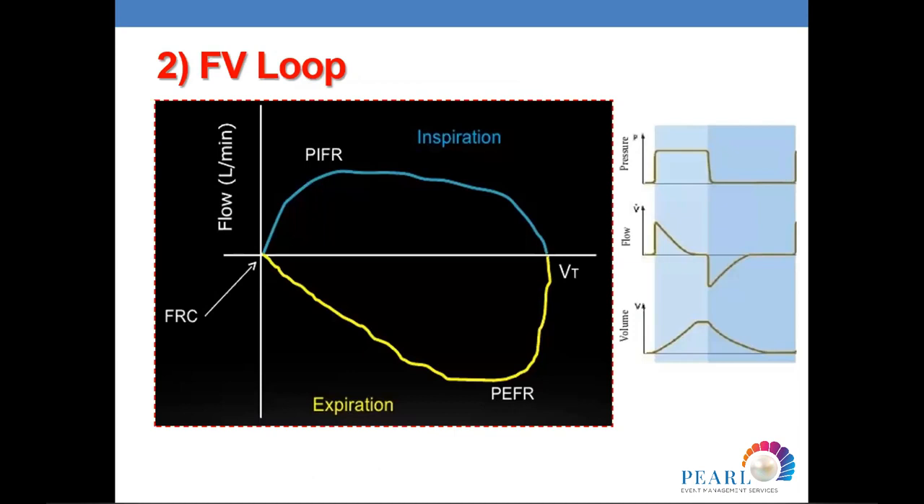The other loop is the flow volume loop. It's like a pulmonary function test, but in another way. So it gives you a lot of information. It will start with inspiration, then it will go to the negative side for expiration.